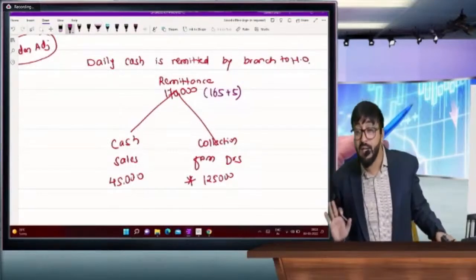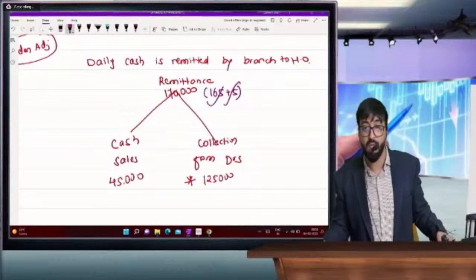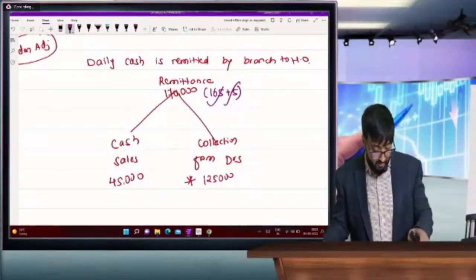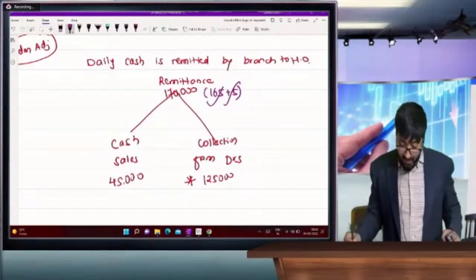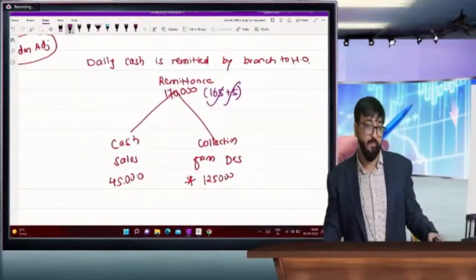Total कितना रेमिट किया? 1,70,000 दिया है ना क्वेश्चन में. 165 plus 5, 170, and cash sales is 45,000 and balancing figure is 125.